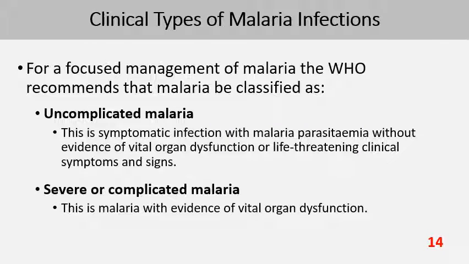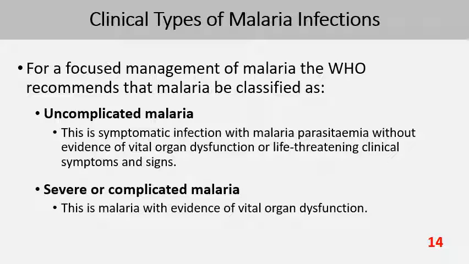For the purpose of focusing malaria management, WHO recommends that malaria be classified into uncomplicated and complicated malaria. Uncomplicated malaria simply implies that the symptoms of the infection are without evidence of vital organ dysfunction or life-threatening clinical symptoms and signs. So most cases of malaria in children in the tropics belong to this category of clinical malaria, and they are straightforward, uncomplicated malaria that require treatment.